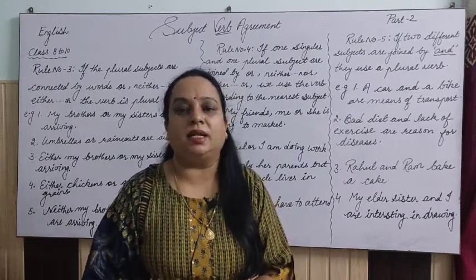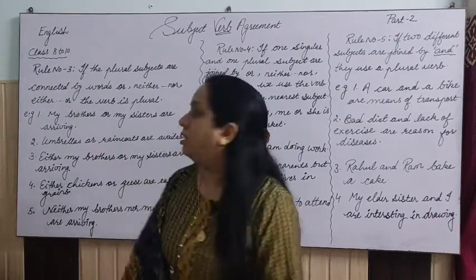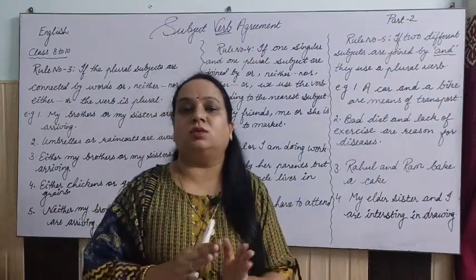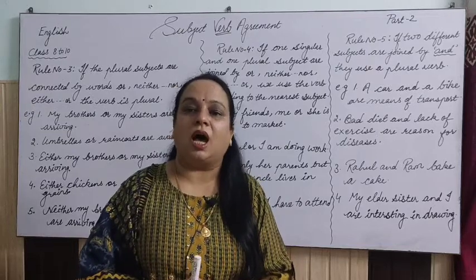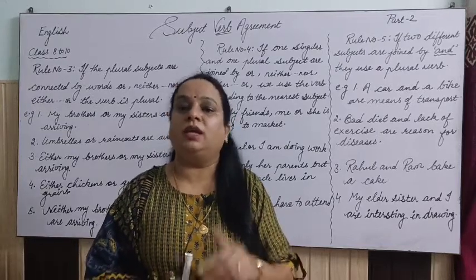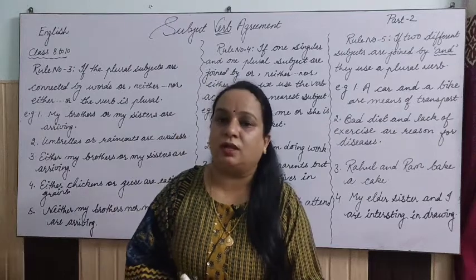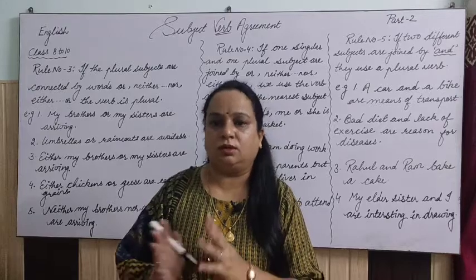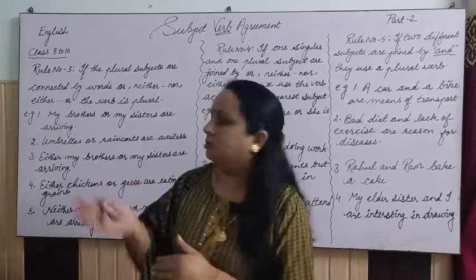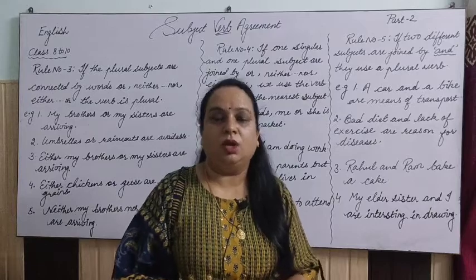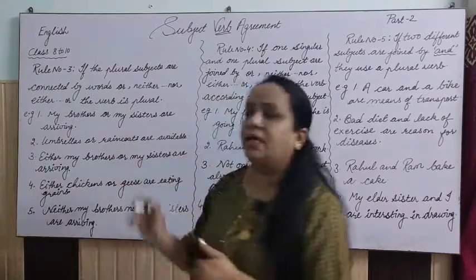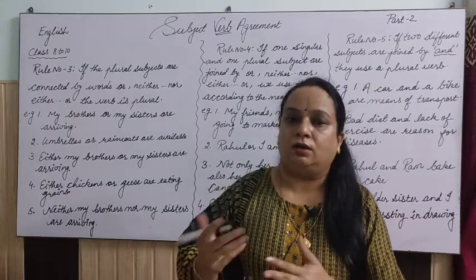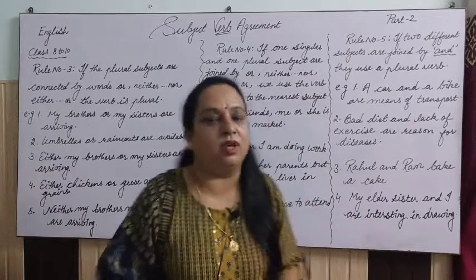And the second rule we covered is that if two singular subjects are joined with the words either or, neither nor, and or, then we have to attach a singular verb. So today also we have to do the same subject and verb agreement rules. The third and fourth rules are related once again to either or and neither nor, right? So that we have to see.